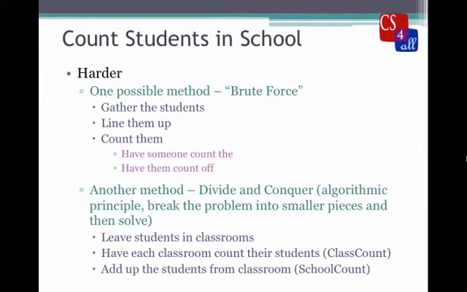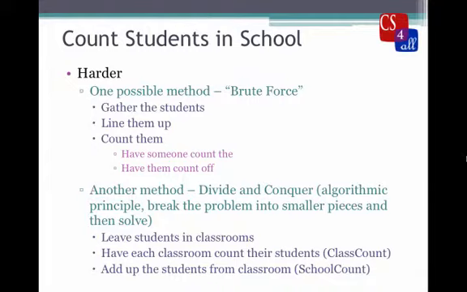Now, counting students in the school gets to be a little harder. You could use sort of a brute force method and gather all the students together and line them up and have someone go down the line counting them, or have them count off one at a time. But that would probably take quite a long time. Another method is to use divide and conquer. Divide and conquer is an algorithmic principle which breaks the problem down into smaller pieces and then solves it.